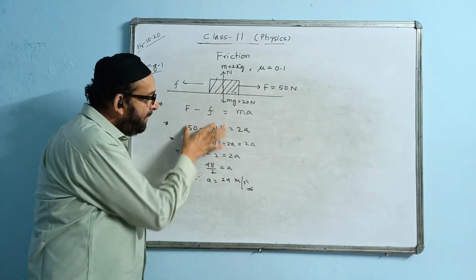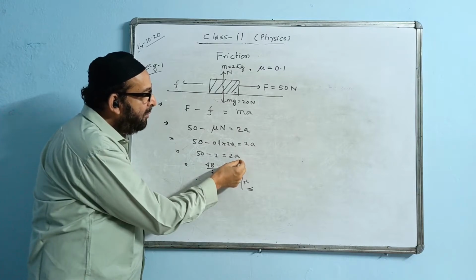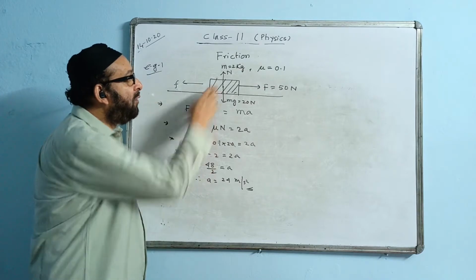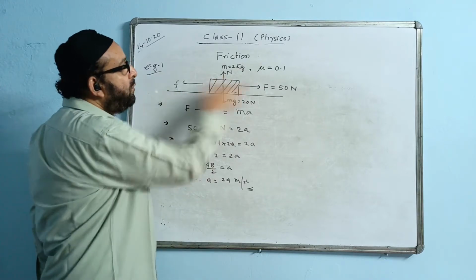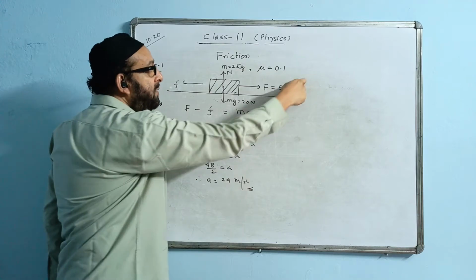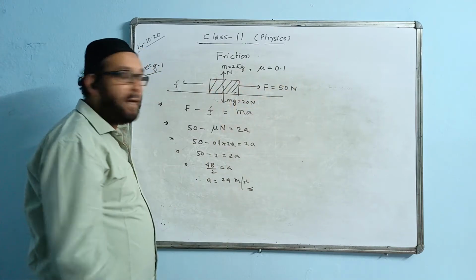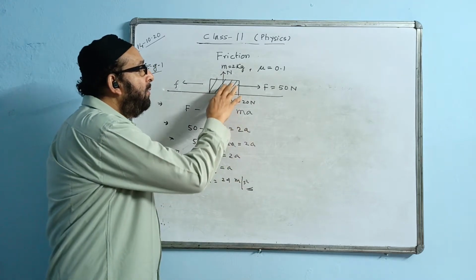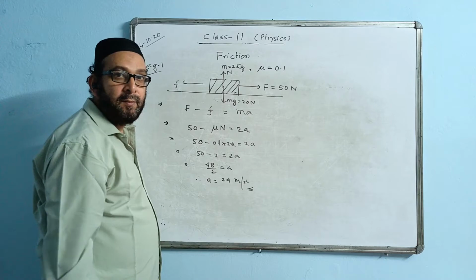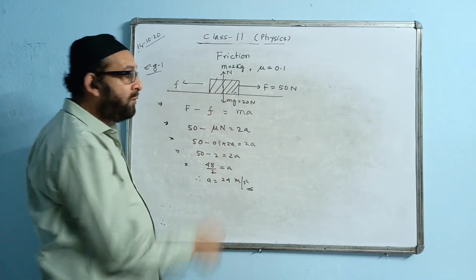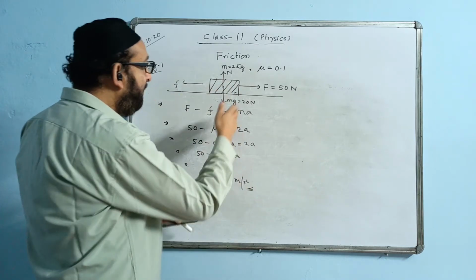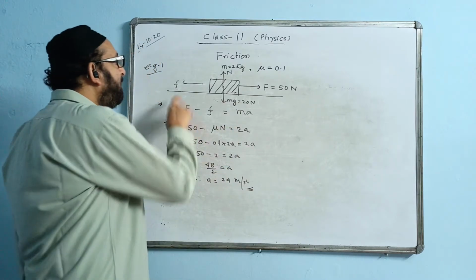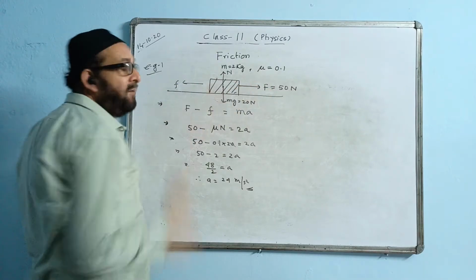But using this method, the value of a we are calculating is coming negative. What does it mean? Negative acceleration cannot be there, because the body cannot move in the direction opposite to the applied force. You are giving a force this way. There are only two possibilities: either the body will be at rest or the body will move in this direction. Only two things will happen. The body cannot move in the opposite direction. That means friction can never be bigger than the value of F.